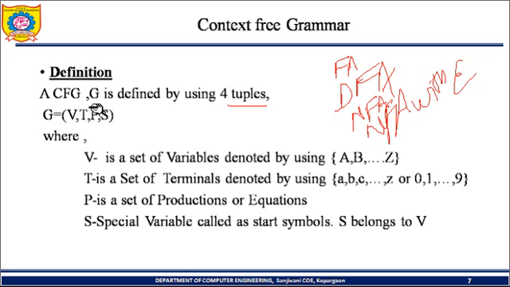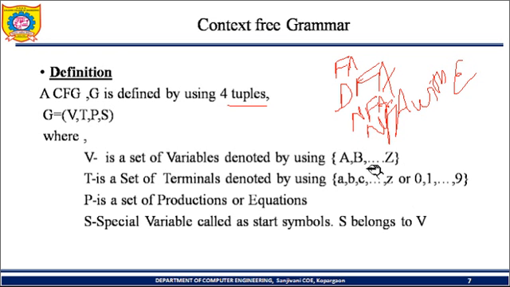Here CFG, context free grammar G, is defined by using a 4-tuple, where G = (V, T, P, S), where V is the set of variables, which are denoted by capital letters A to Z. So variables are denoted in the production by using the capital letters A, B, C up to Z.